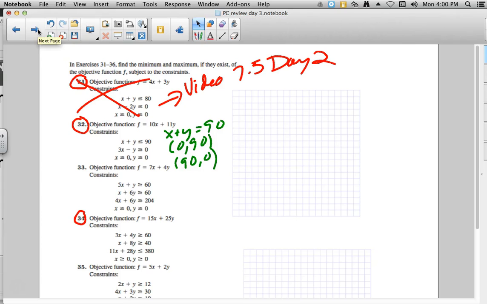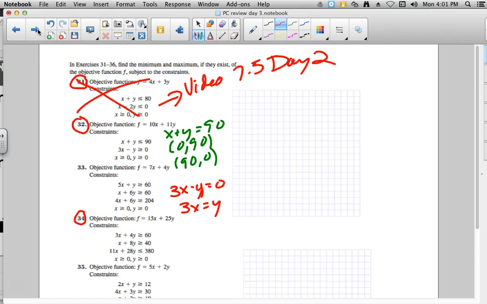And then the next one that we have here, the 3x minus y, is greater than or equal to 0. If you find the zeros for this one, you end up getting 0 and 0, which is kind of pointless. So when we pretend this equals 0, we're going to solve for y. So 3x would equal y, and that'll make it a little bit easier as far as graphing goes. I just moved the y over, and that's exactly what we're going to graph there, 3x equals y. And then we've got x greater than or equal to 0, y greater than or equal to 0.